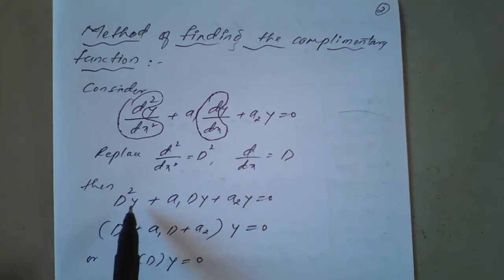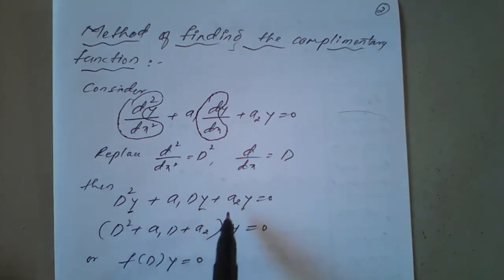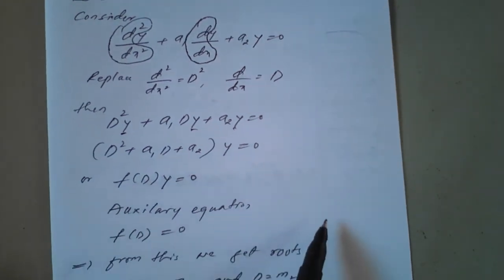Among this, we have three terms, 1, 2, 3. Each term has y, so you take y common. What is left here is D square plus a1 into D plus a2, which we will call f of D, times y equal to 0.